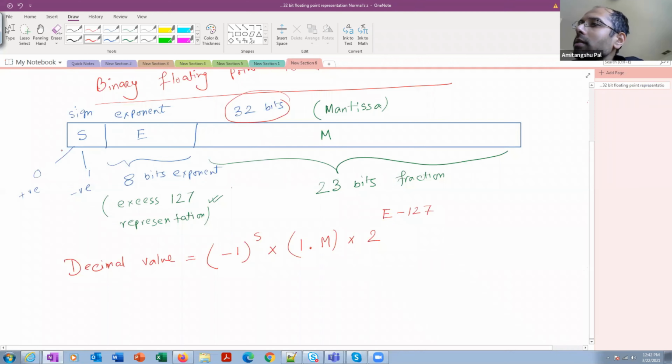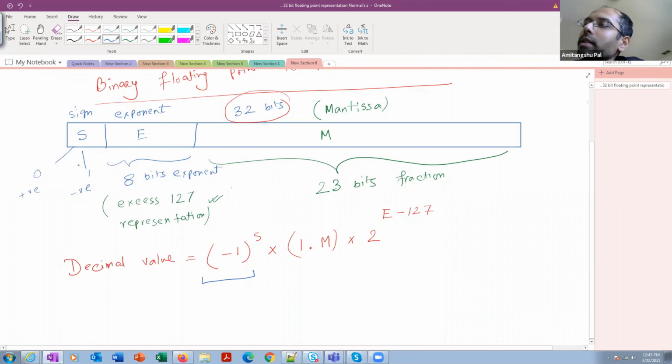So if I give you a binary string of 32 bits, and if I say that this is a floating point number, you first need to divide this binary string into three different sections: sign, exponent, and mantissa. And the corresponding decimal value is given by -1 to the power s into 1.m into 2 to the power e minus 127. So let's try to understand this part.